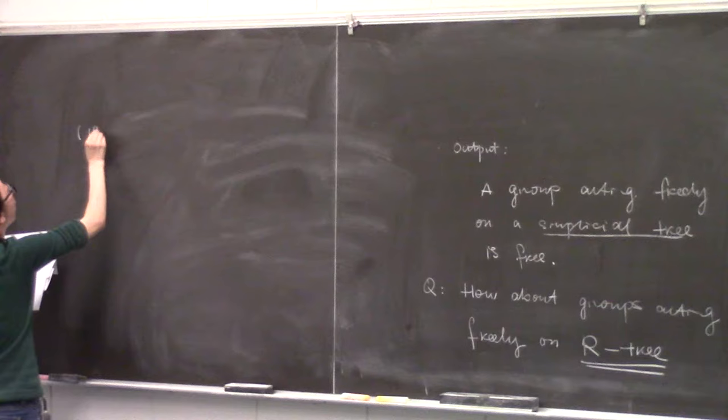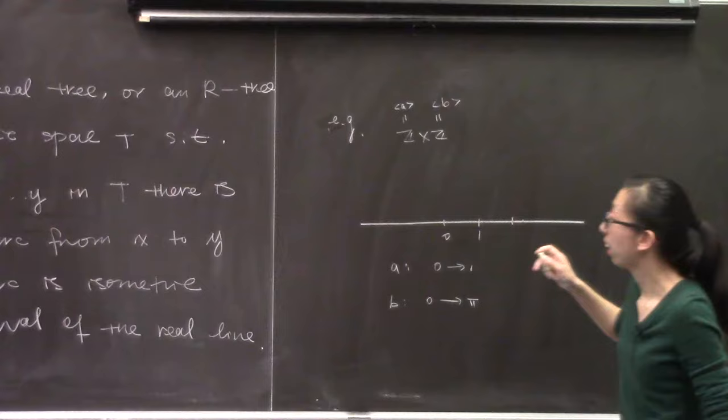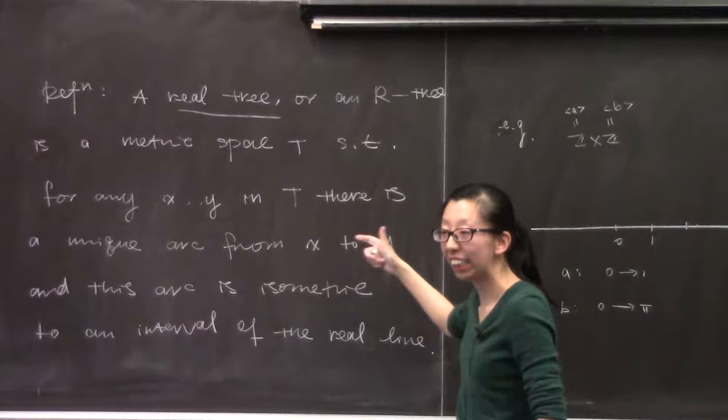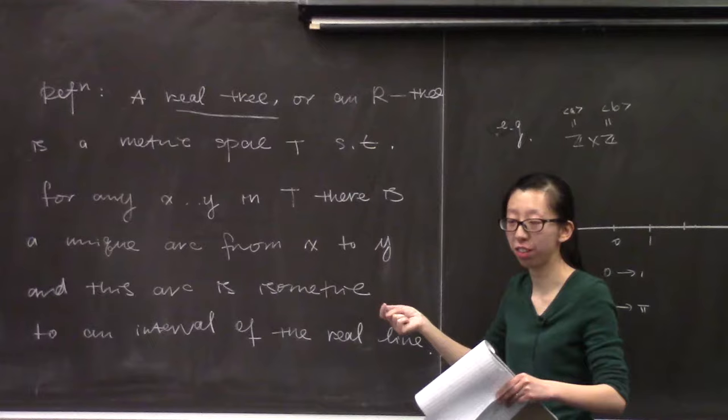Do you need that the isometry is the same as the distance from x to y, or that the interval has the same length as the distance? Yes. So you have questions about the real tree? Real tree. Okay. So the interval is the same length as the distance from x to y? Yes. So that's an ordinary tree. If you have any two points, there's a unique arc, so it feels like a tree.